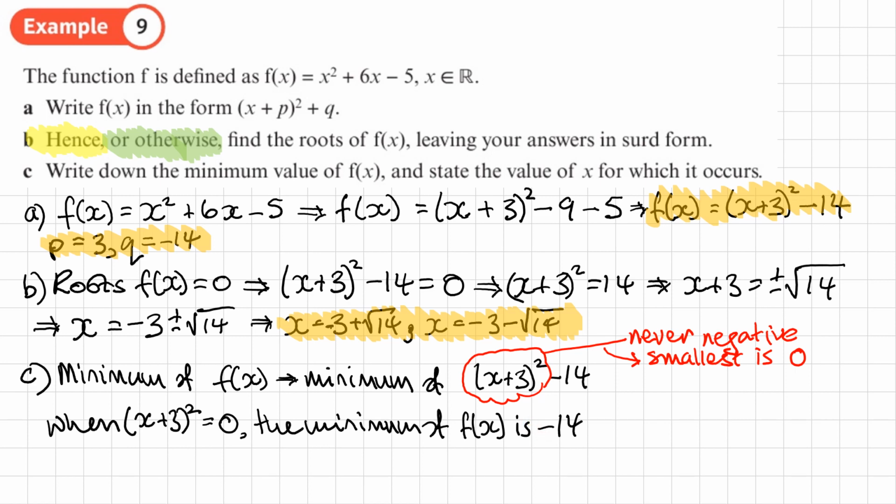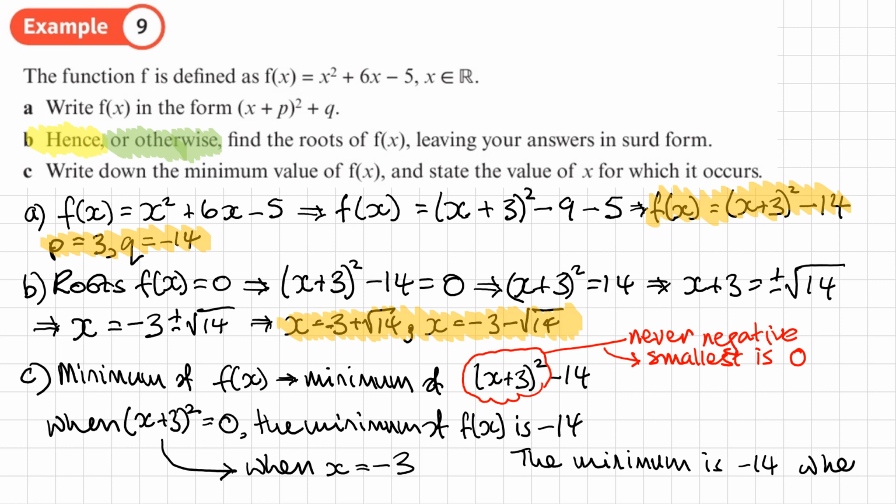So when is this whole thing going to equal 0? Well, it will equal 0 when x is -3. So when x is equal to -3, you'll have -3 plus 3. You'll have 0 squared, which is 0. So we've now got the bits we need for our answer. So the minimum is -14 when x equals -3. We needed to state the value of x at which the minimum occurs. So the smallest the whole of this quadratic could ever be is -14, and that will happen when x is -3.